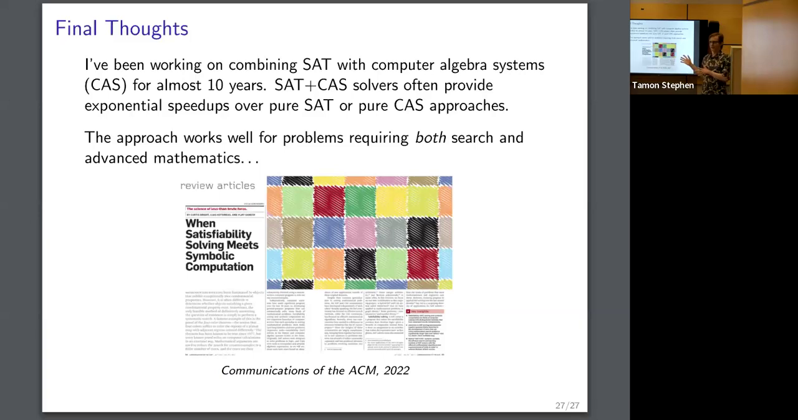SAT solvers have no knowledge of them. On the other hand, the computer algebra system hasn't really been tuned with the engineering to make search really fast. So we're able to solve lots of different types of problems faster than you would otherwise. It still might be an exponential problem, but if you decrease the base of your exponent, you can push the wall that much farther.